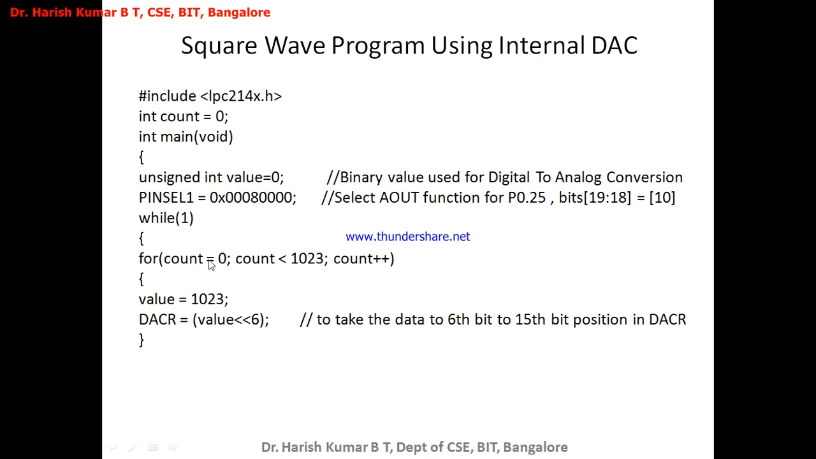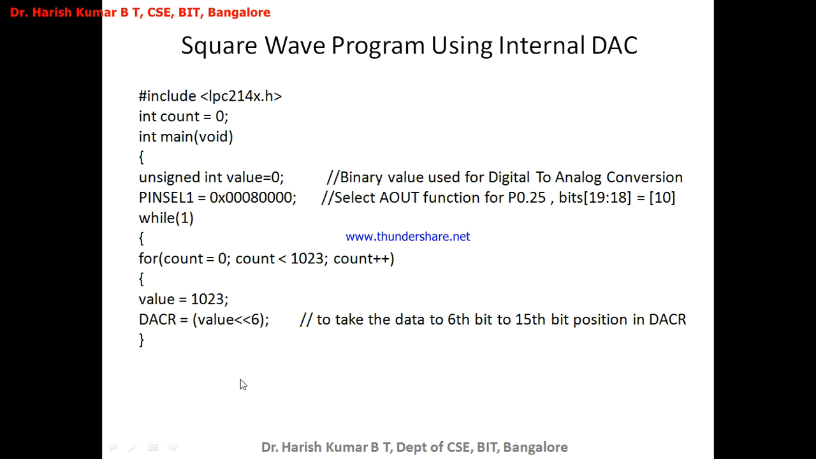Here count is equal to 0, because initially it was initialized to 0, count less than 1023, count plus plus. Now value is equal to 1023, DACR value, this value left shifted by 6. I hope you understood why we are doing left shift by 6, because I have to take this 1023 to the 6th bit to 15th bit position of the DACR register. That is that, and then assign it to DACR.